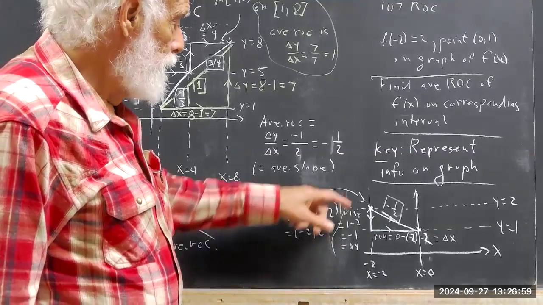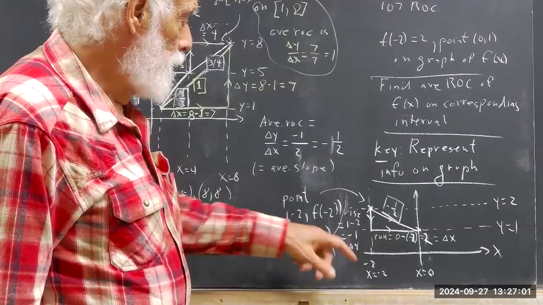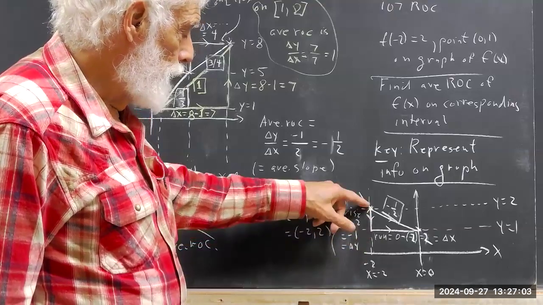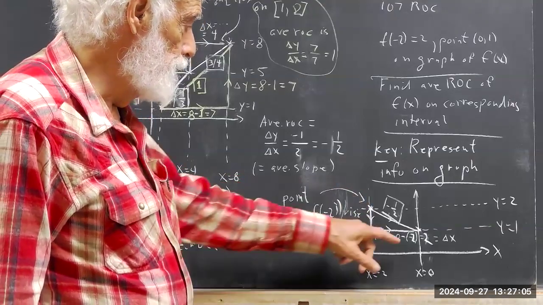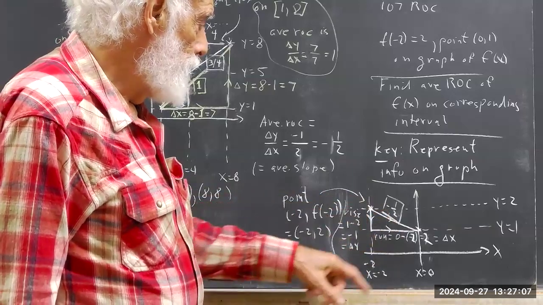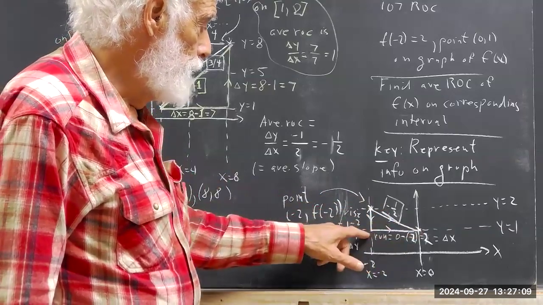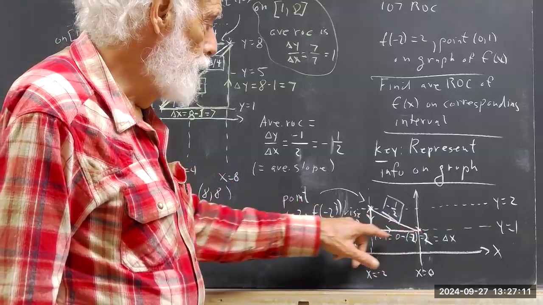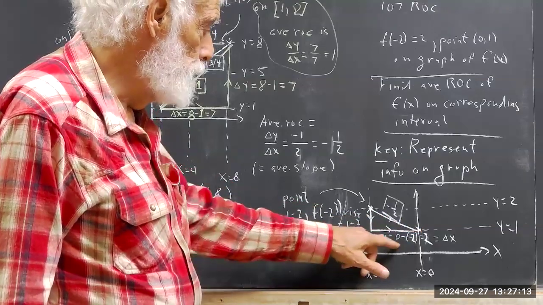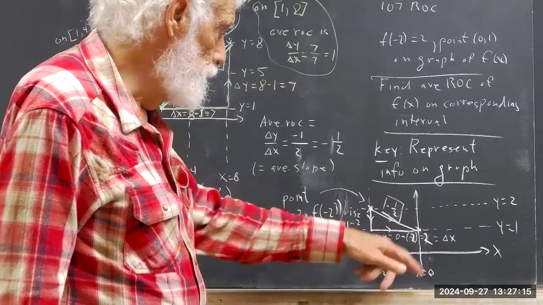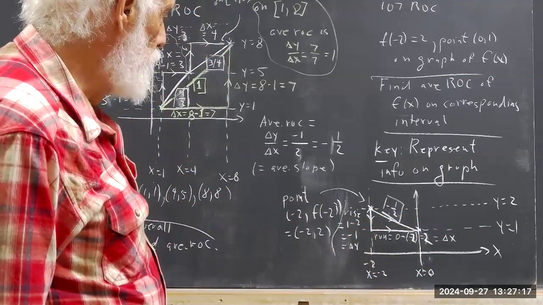In any case, you get the rise, you get the run. Rise is where you end up, minus where you start, 1 minus 2, which is -1. And the run is where you end up, minus where you start, which is 0 minus -2, which is 0 plus 2, which is 2. There's your delta x, there's your delta y.